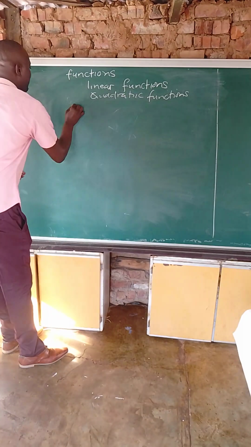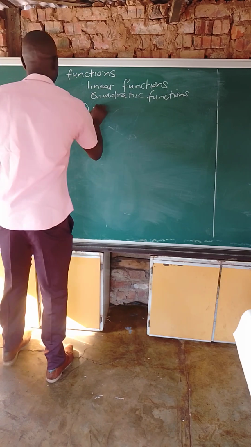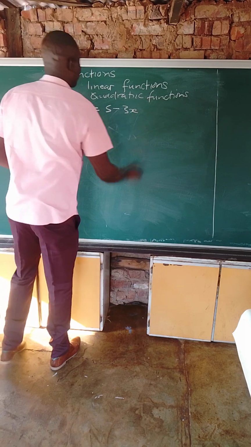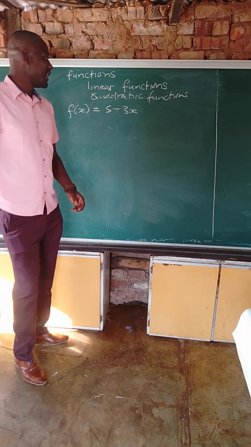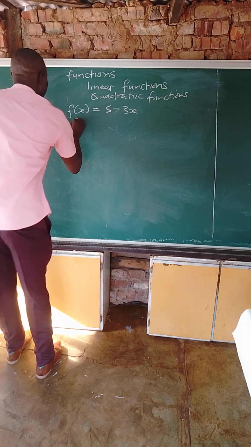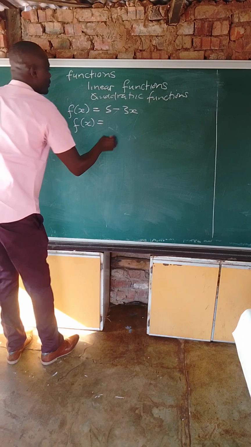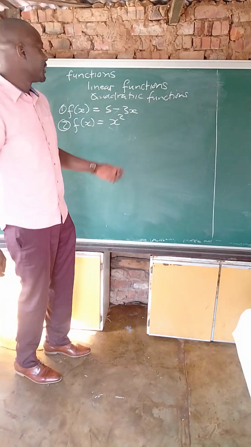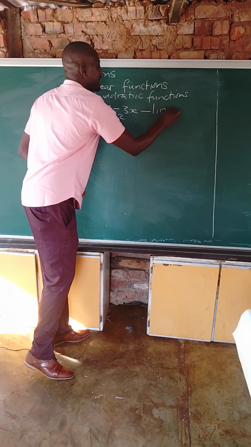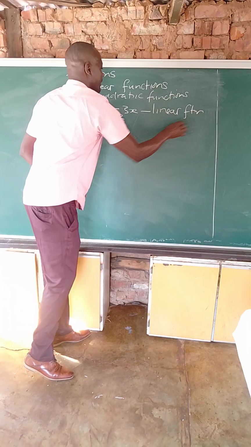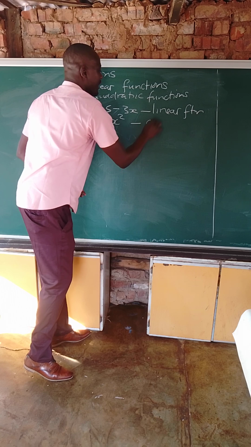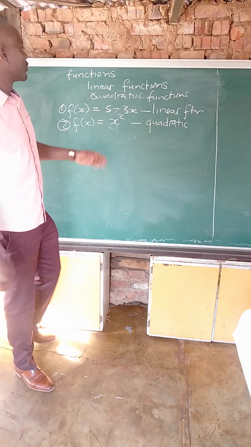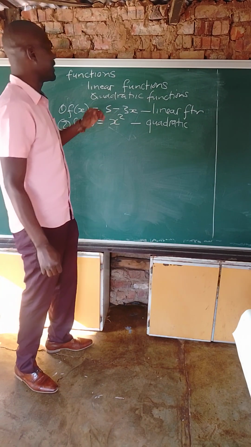Given a situation whereby f of x is equal to 5 minus 3x, right? This is a linear function. Then given that f of x is equal to x squared. These two examples here show this one being a linear function and this one being a quadratic function. Right. How do we see that this is a linear function and this is a quadratic function?